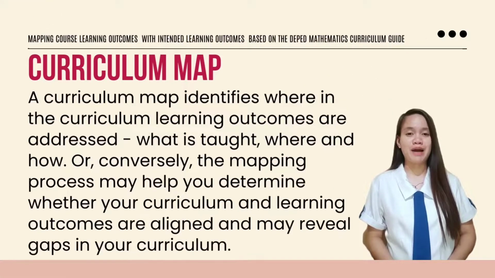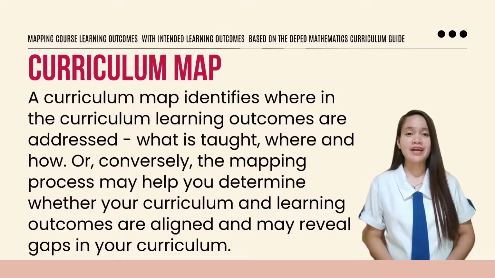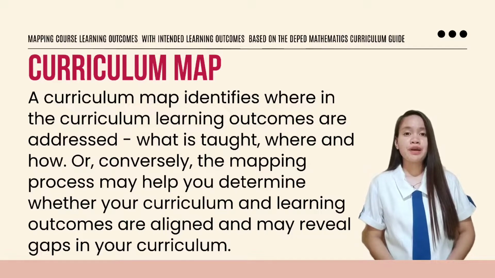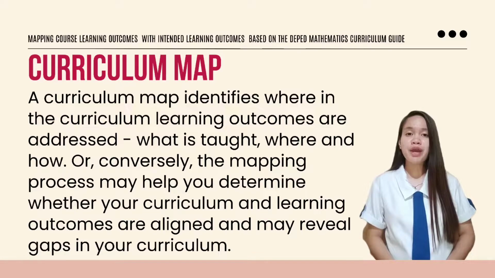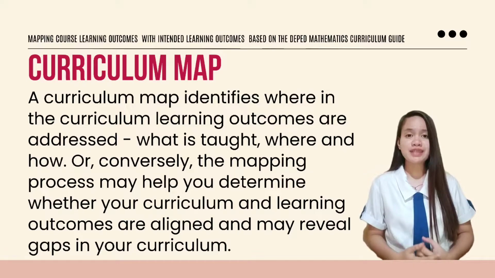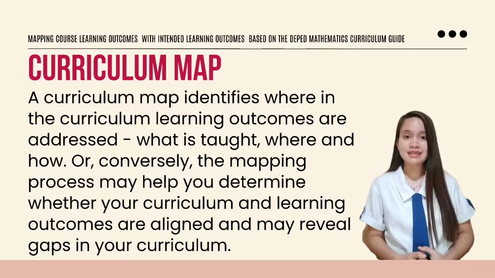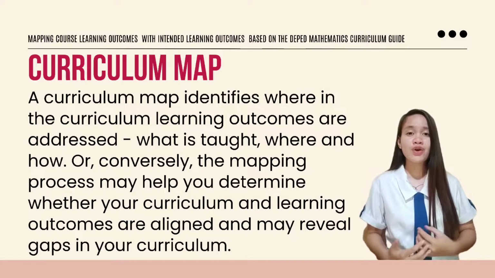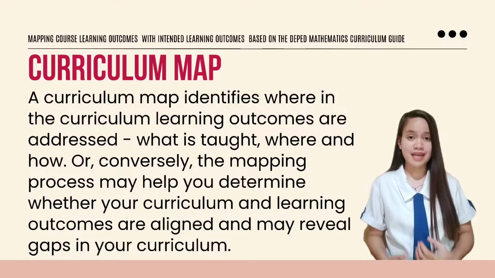What is a curriculum map? A curriculum map identifies where in the curriculum learning outcomes are addressed, what is taught, where, and how. Or conversely, the mapping process may help you determine whether your curriculum and learning outcomes are aligned and may reveal gaps in your curriculum. Or in other words, curriculum mapping is a reflective process that helps teachers understand what has been taught in a class, how it has been taught, and how learning outcomes were assessed.